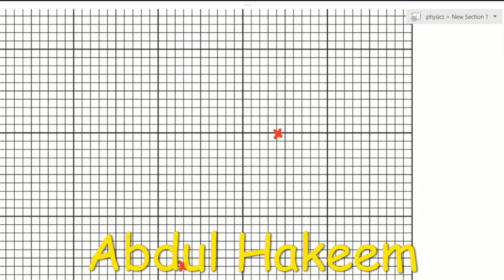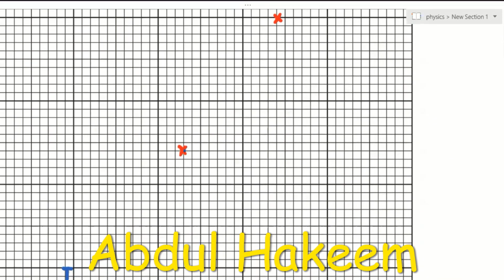And the next 3 are 8. So 2, 4, 6, and 8. And similarly here, 2, 4, 6, and 8. Use a scale for these bars.